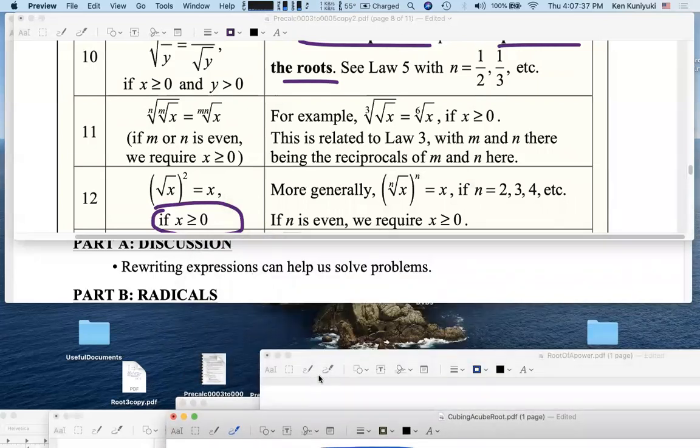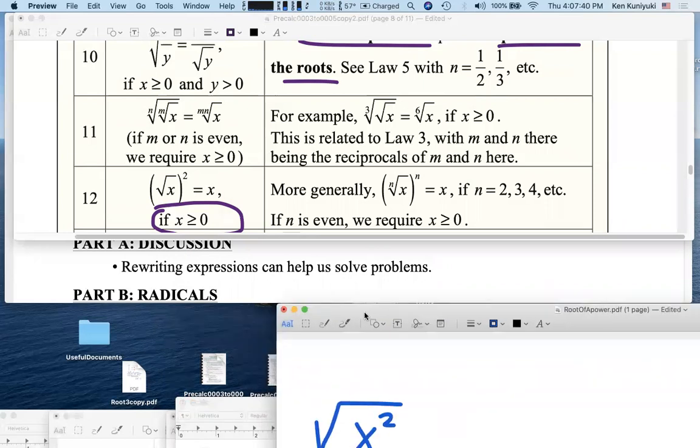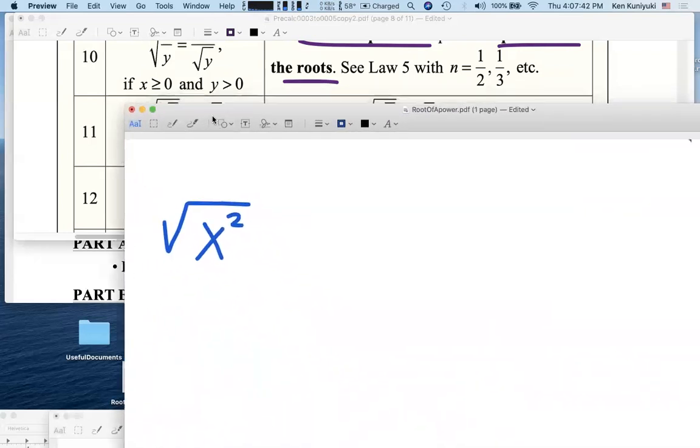Now for law 13, let's consider this. What if we go the other way around? What if we put the power on the inside, the root on the outside? What is the square root of x squared? Now, if you know me by now, you might be thinking, is it x? Well, again, that's true if x is non-negative. But then you might argue, but wait, if x is negative, the square takes care of that sign issue, right? Okay, the square of a real value is never negative.